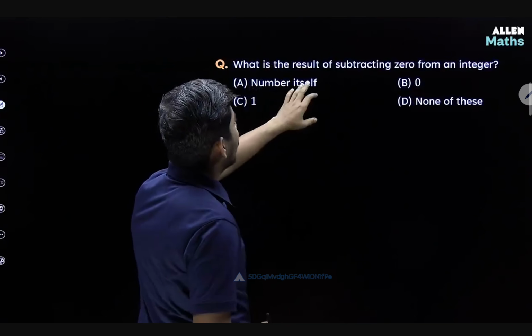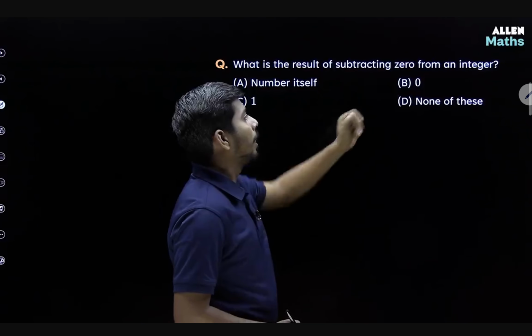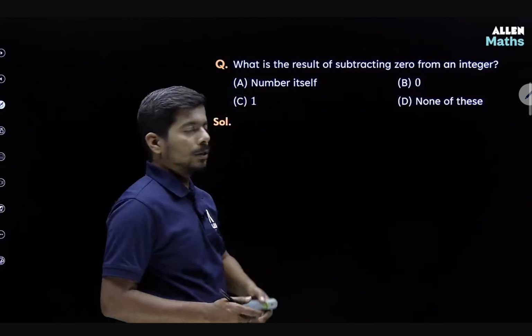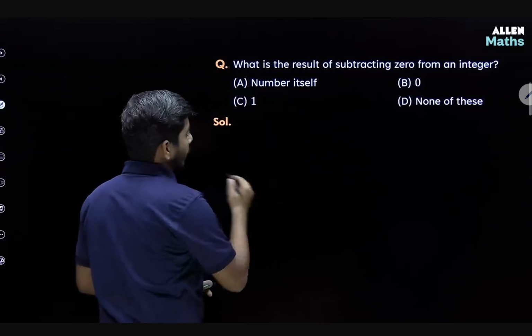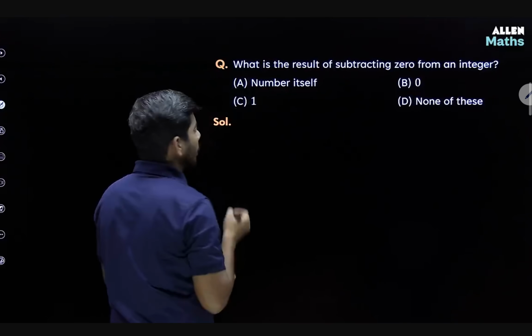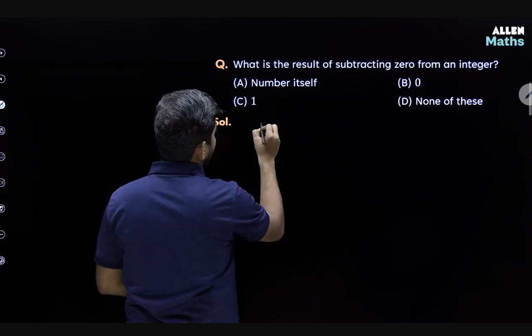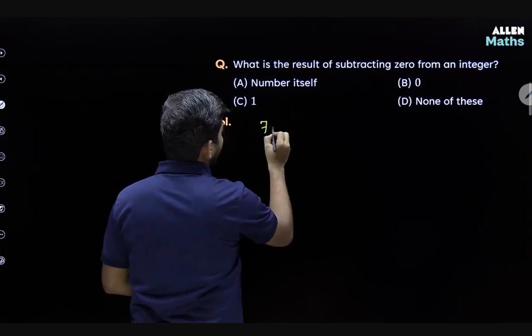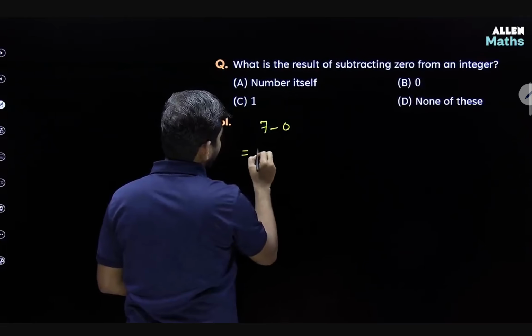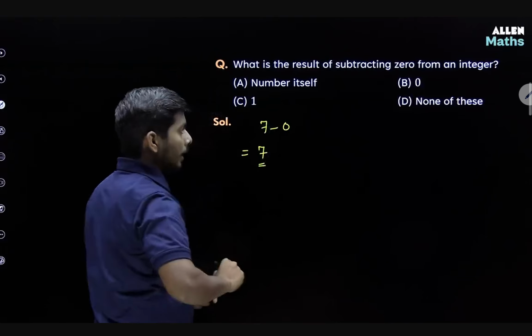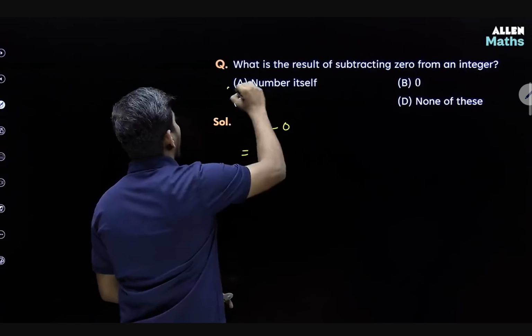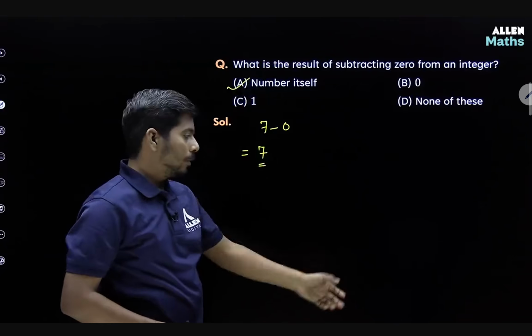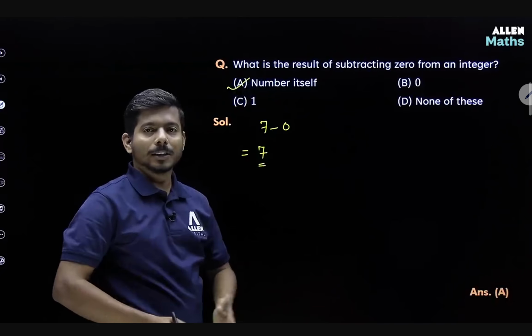What is the result of subtracting 0 from an integer? So if we subtract 0 from an integer, let's take any one example, 7. Now if we do 7 minus 0, we know that the result will be 7 only. So the number itself, that is option A, will be the correct answer. So option A is the right answer. Now let's have the next question.